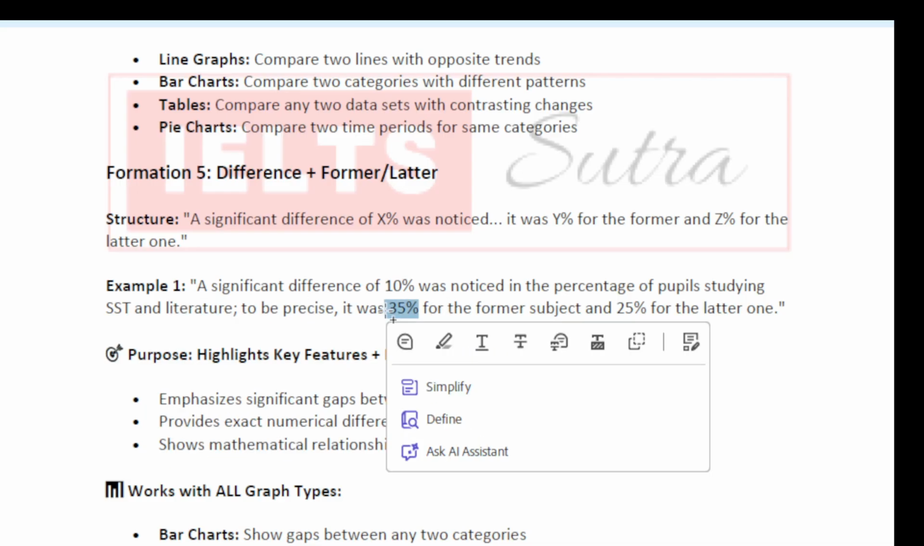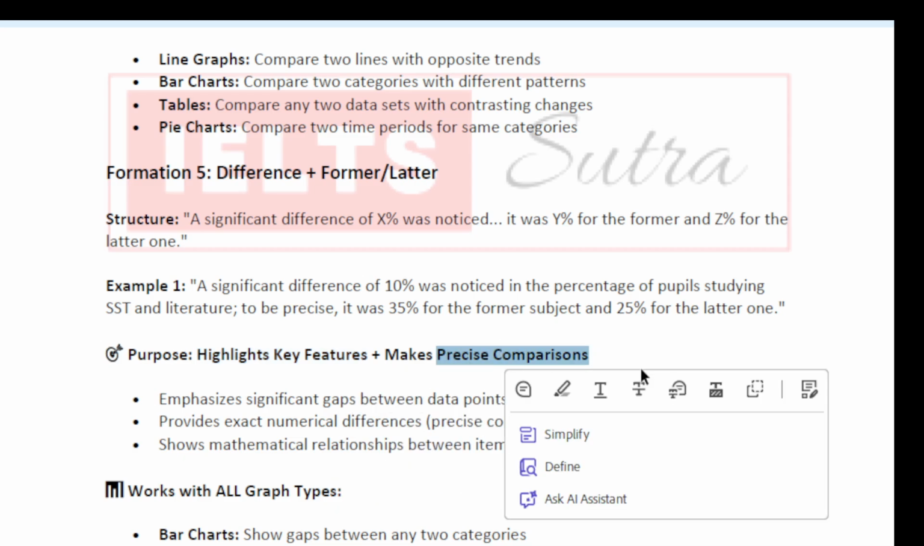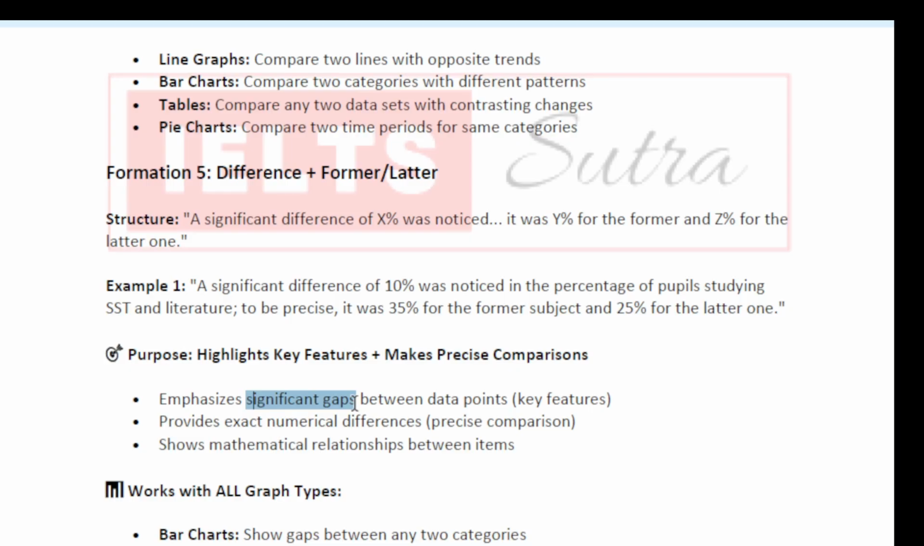So in this case, we are avoiding repetition of subjects, and we are also taking it further, complementing difference formation with the former and latter formation. So former and latter formation can also be used with difference formation. The purpose of this is basically to highlight key features plus make precise comparisons. You can use it to emphasize significant gaps between data points, and also to provide exact numerical differences between two categories. It basically helps you to show the mathematical relationship, a kind of comparison you can say.